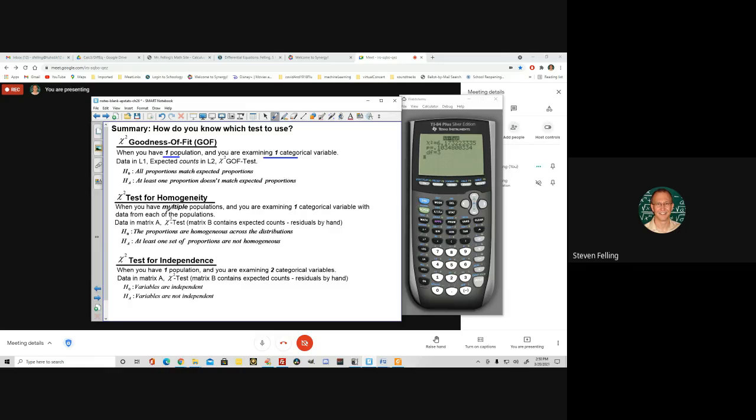If you have multiple populations, examining one categorical variable across all of those, then you're going to say the null hypothesis is the proportions are homogeneous across the distributions, and the alternate is at least one set is not homogeneous. And then if you have one population, from one sample, but you're examining two different categorical variables, then the null hypothesis would be that those variables are independent, and the alternate would be that they're not independent. That would be a chi-squared test for independence.